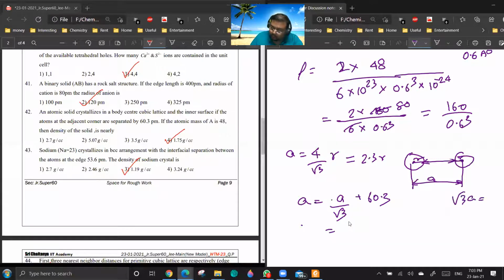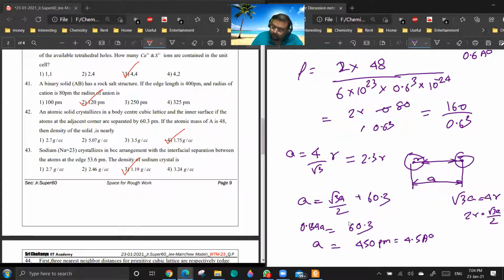Root 3 is equal to 4R, no? So 2R is equal to root 3 by 2. If you are using root 3 by 2, then it's basically 0.866. So it's 1 minus 0.866, 0.134A is 60.3. From this, A will be 60.3 divided by 0.134. So it is like 450 picometers or 4.5 angstroms.